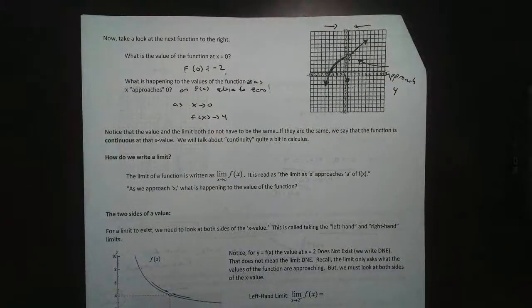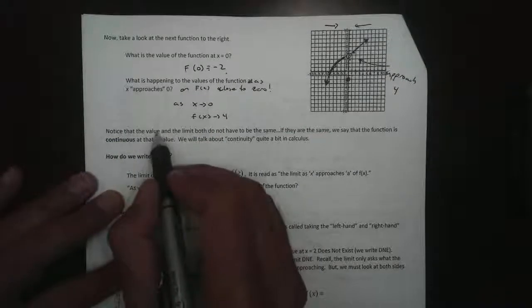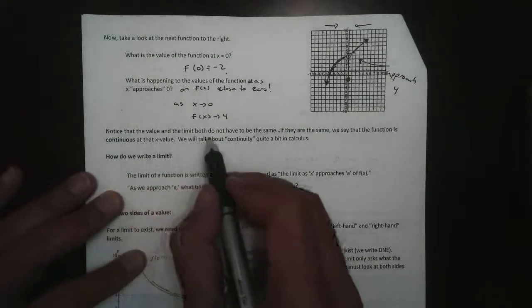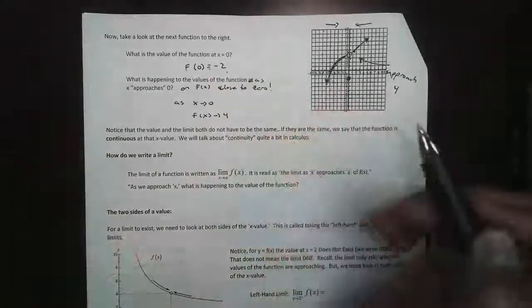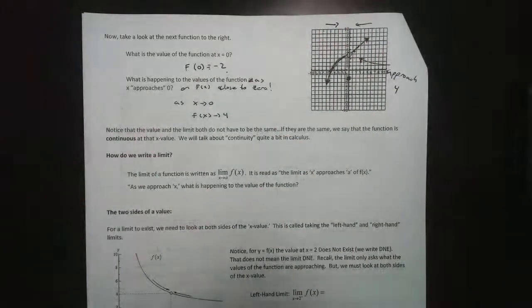Now, notice, this is a big one, that the value and the limit do not have to be the same. They don't have to be the same. You don't have to approach the same point. Case in point, imagine you and your friend want to meet up at, I don't know, a boba tea house or something like that. But you don't say which boba tea house, right? You drive to a different boba tea.